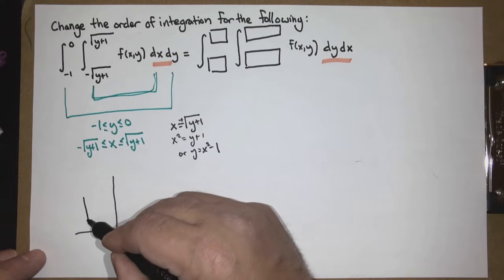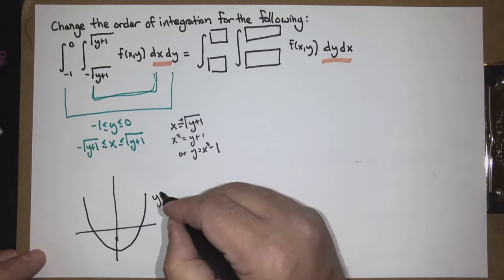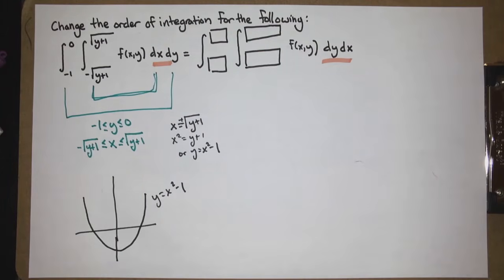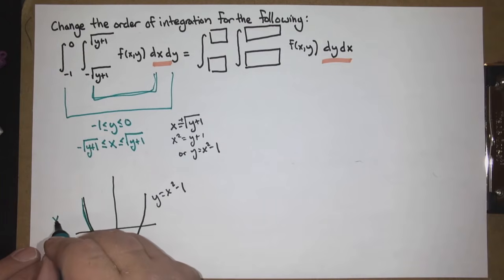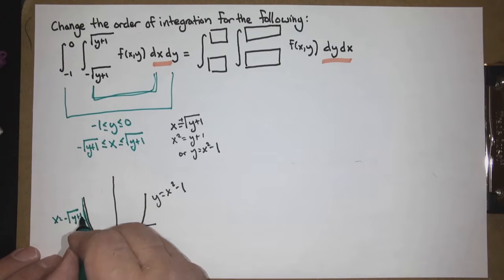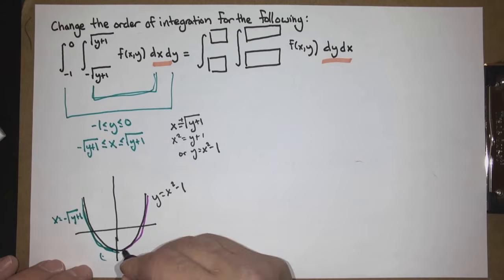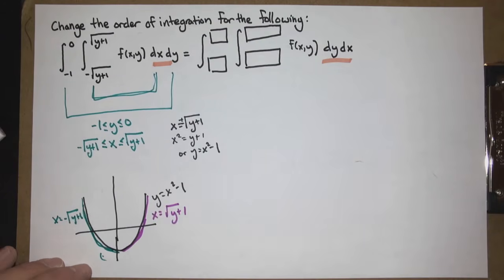So there's this curve, y equals x squared minus 1. It comes down. It does this. So this is y equals x squared minus 1. The left-hand side of this curve, over here, this is the curve x equals minus square root of y plus 1. The right-hand side, that would be the curve x equals positive square root y plus 1.